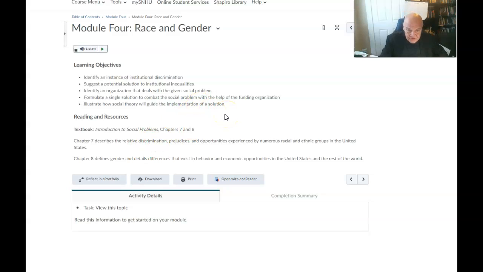Suggest a potential solution, identify an organization that deals with this. The EEOC, for example, a government entity, it deals with sex discrimination issues, right? And formulate a single solution to combat the problem, okay? And illustrate how social theory guides the implementation of a solution. So before you dive into writing away, please let's review the material.